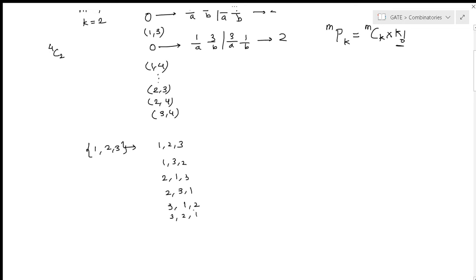So there is no other possibility. Now we know the fundamental principle of multiplication. So how can we see this? See, for the first position, I have three possibilities, as we saw, either one or two or three, right? In these two cases, we had one. In these two, we had two, and in these two, we had three as the first element.